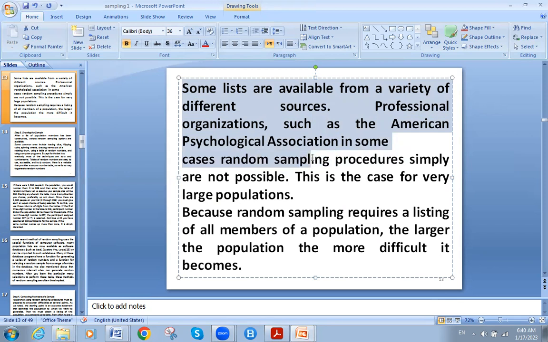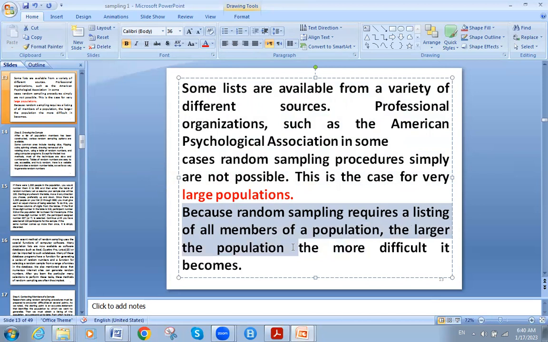In some cases, sampling procedures simply are not possible. This is the case for a very large population. In a large population, you cannot prepare a list of all the units of the population. So what you do in this case, you have to go to random sampling directly, because random sampling requires a listing of all members of the population.